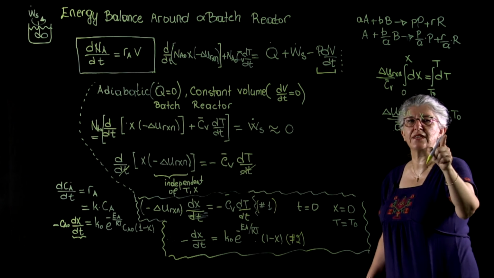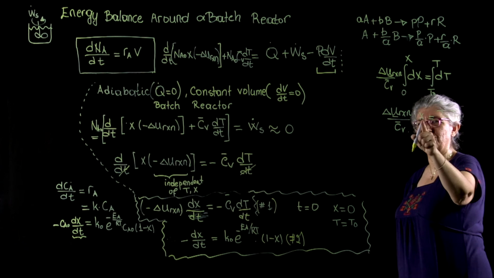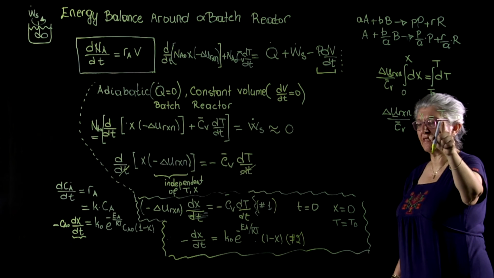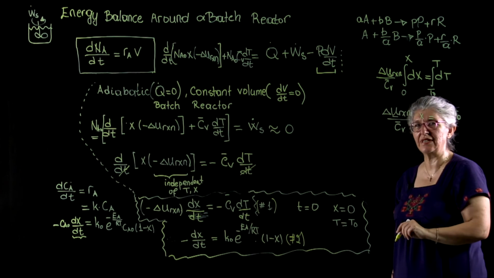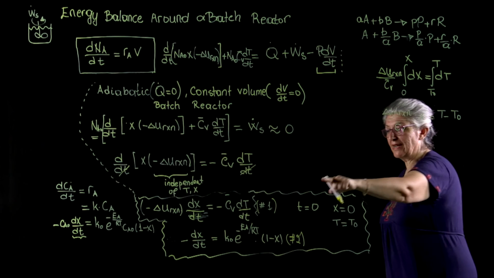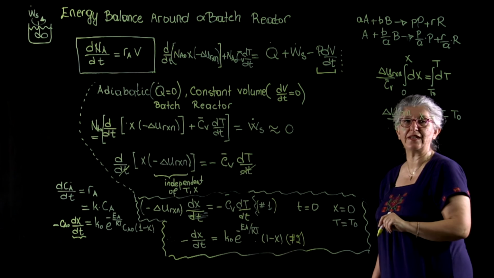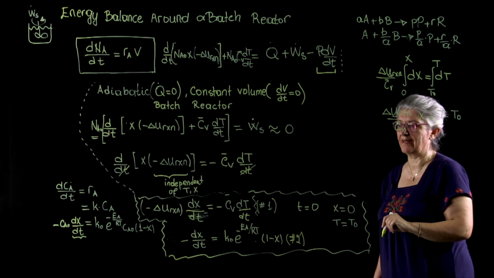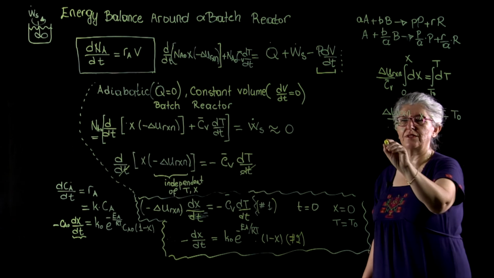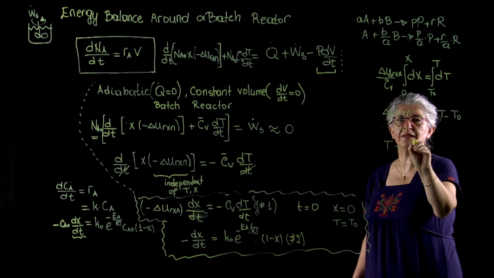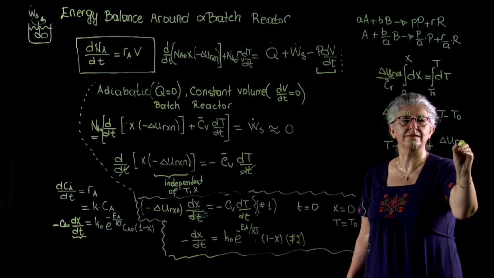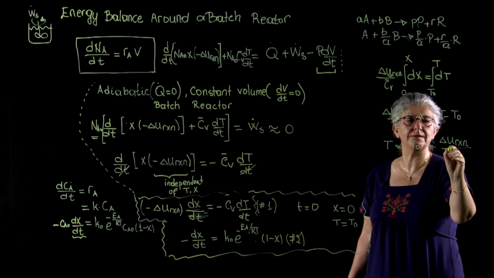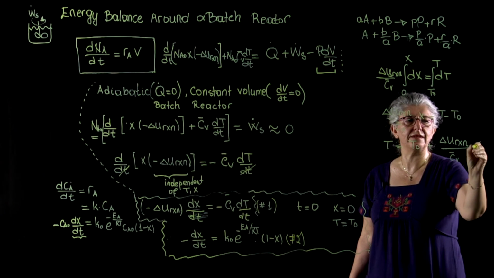Now this expression relates temperature to conversion. Why do we need such an expression? Because we have a temperature term in the species conservation equation. We are going to substitute this term for that temperature and solve that for conversion. So T is equal to T0 plus delta U reaction divided by C sub V times x.